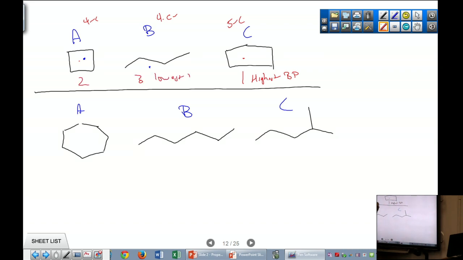Right? Makes sense? Now on the next one, I've got 7 carbons in a ring. And then 1, 2, 3, 4, 5, 6 carbons. And then 1, 2, 3, 4, 5, 6 carbons. So now we know that 7 carbons is going to have a higher boiling point than 6. So this will be your highest boiling point. Now, 6 with no branch, 6 with a branch. 6 with no branch is second, and then the one with a branch is the lowest.